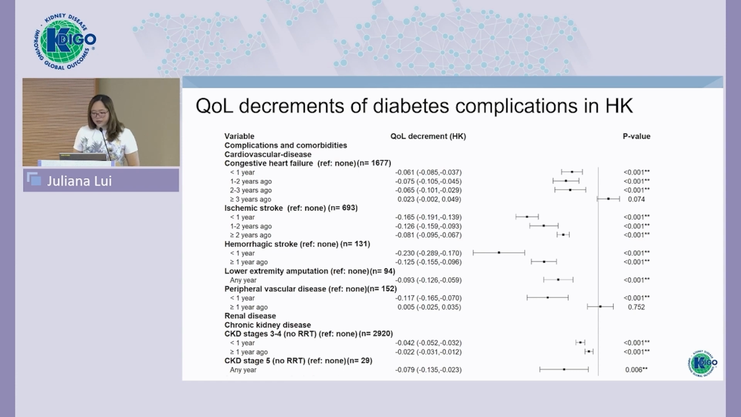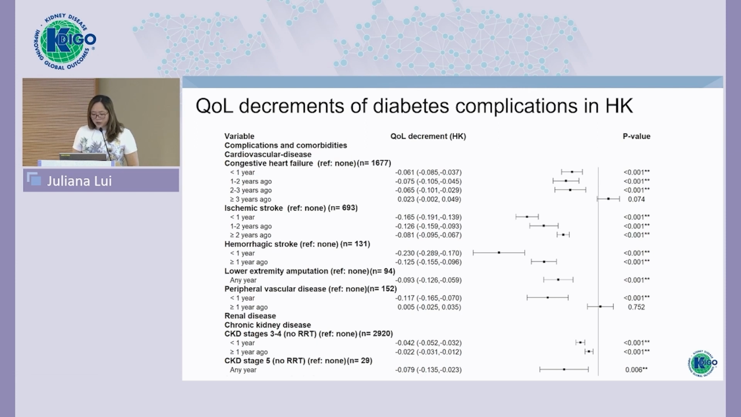For cardiovascular events, the largest EQ5D utility decrements were observed in the year of occurrence of a hemorrhagic stroke, followed by ischemic stroke, lower extremity amputation, and congestive heart failure. For renal events, utility decrements were nearly double for those in end-stage kidney disease without renal replacement therapies as compared to those in CKD stages 3 and 4 without renal replacement therapies in the year of event.